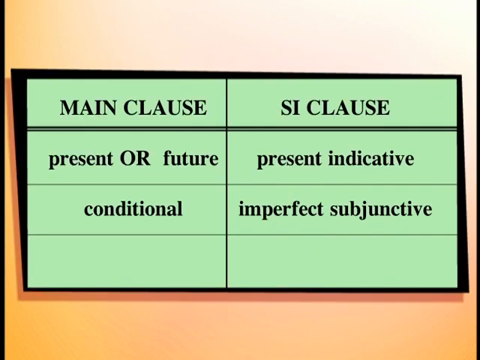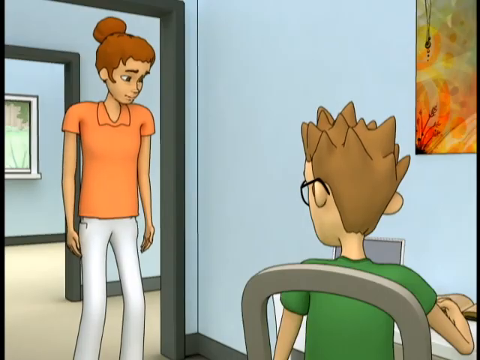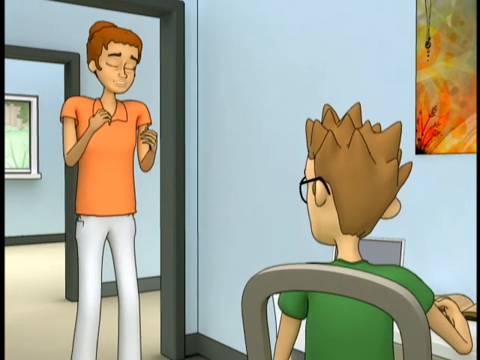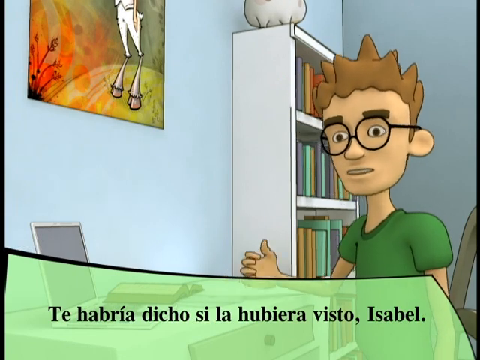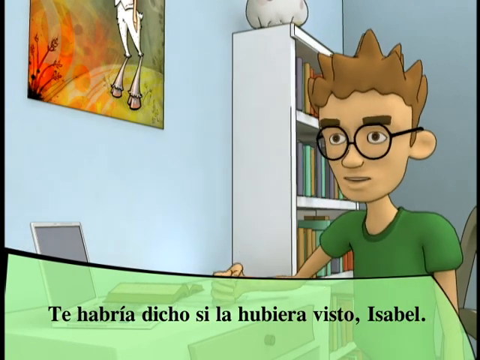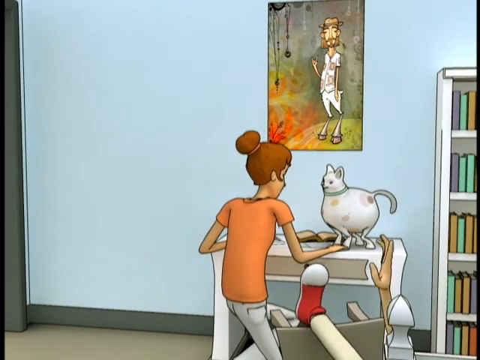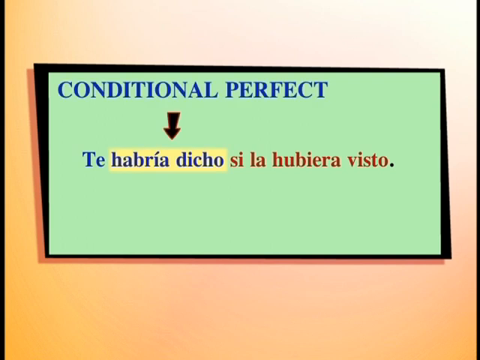And if the main clause is in the conditional perfect, the si clause takes the pluperfect subjunctive. Yo creo que Pepita está muy cerca. Te habría dicho si la hubiera visto, Isabel. Yes, they found Pepita. The conditional perfect tense in the main clause means we use the pluperfect subjunctive in the si clause.